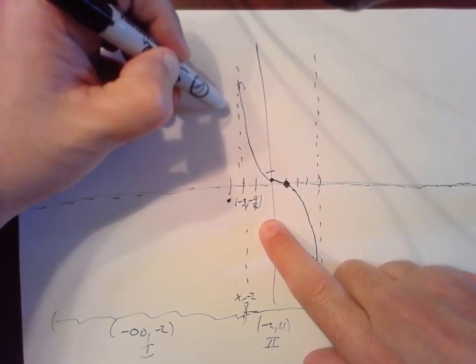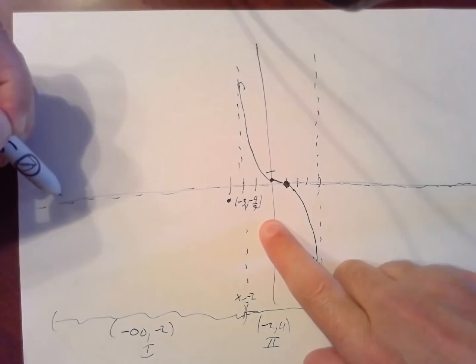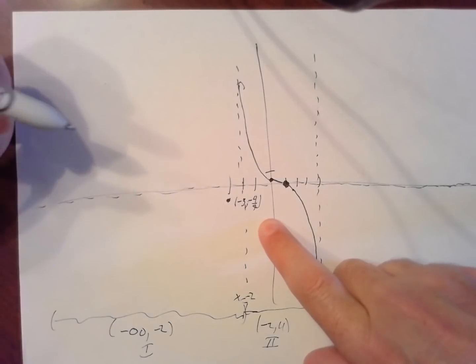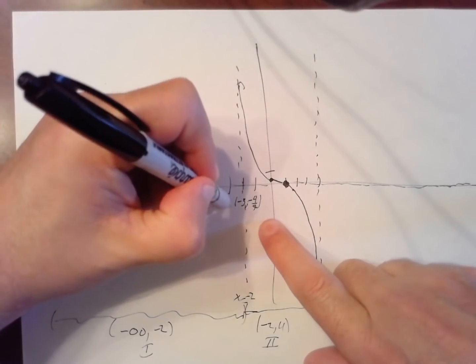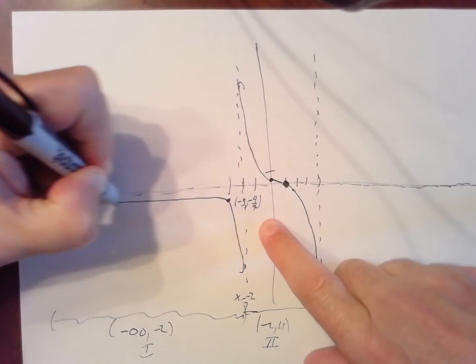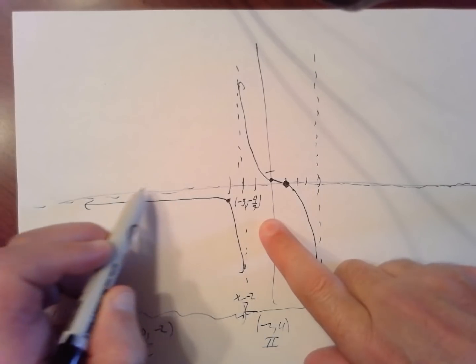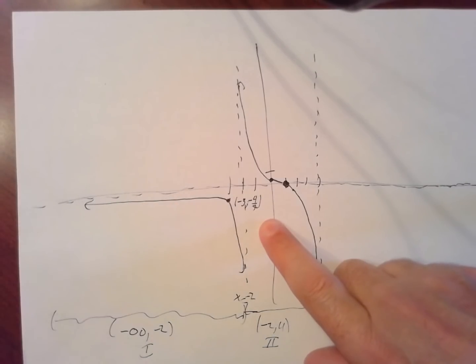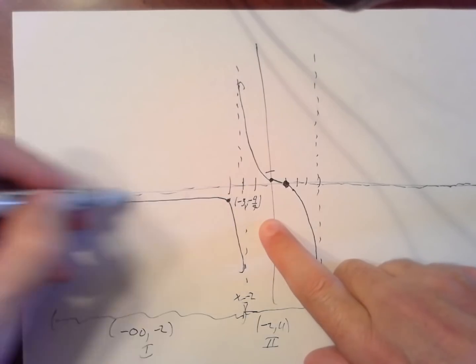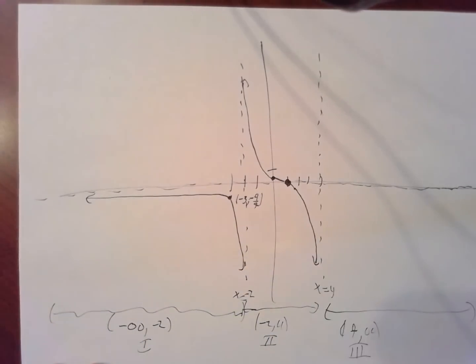The graph cannot possibly cross this vertical or this horizontal asymptote because I checked that already. So my graph has to look like this. Has to ride along the asymptotes. That's the whole point of asymptotes. Asymptotes are just boundaries that steer your graph. It has to live down in this corner down here because I found a point in that corner.